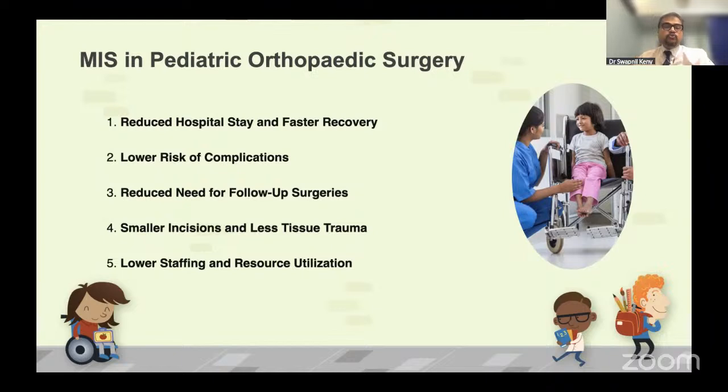So what does MIS do? It reduces hospital stay and gives a faster recovery. It has one of the lowest risks of complications because you're not opening up the fracture site, provided it is done properly in trained hands. You don't require as many follow-ups and probably don't require further surgeries, because most of these wires can be pulled out on a weekly basis. There are smaller incisions or no incisions, and hence less trauma. You require less staff and less resource allocation, so you not only save costs, but the patient also goes home very fast and will not be in the hospital for a long period of time.